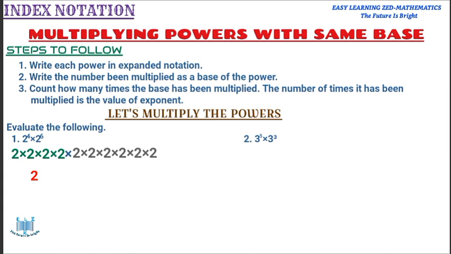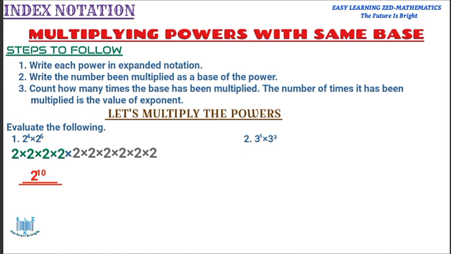Then the number of times it has been multiplied is the value of the exponent. So that means our exponent will be 10. So we are going to have 2 raised to the power of 10, like that. Okay, so now we have found the product. We have multiplied 2 to the power of 4 by 2 to the power of 6, which has given us the answer, which is 2 to the power of 10, after I counted the number of times 2 has been multiplied.